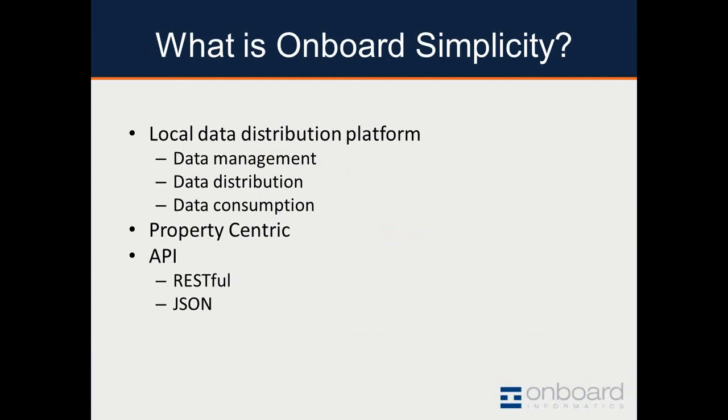So Onboard Simplicity is actually a platform we've been working on for the better part of just over a year at this point. It's been in concept for quite a while. And our goal with this was really to create a local data distribution platform. And when I say local data, what you should be thinking about is nearly any type of data that has a geographic element or relation to it. So think of local points of interest, think of property information, think of the attributes associated with the geographic area.